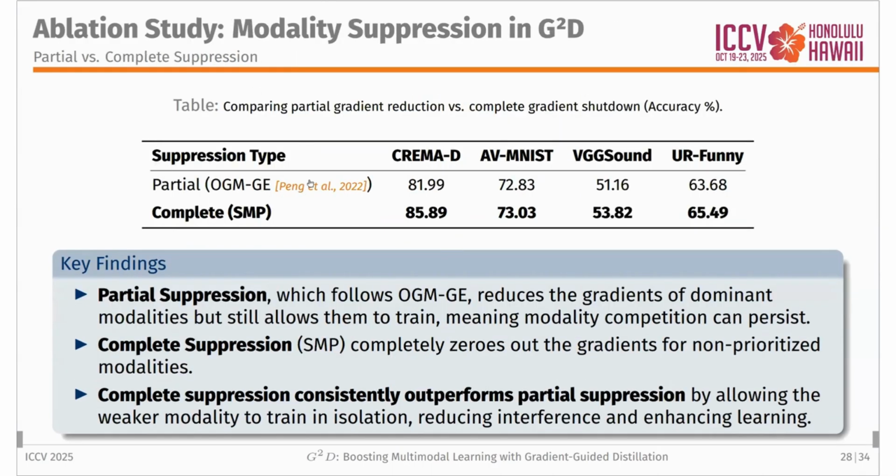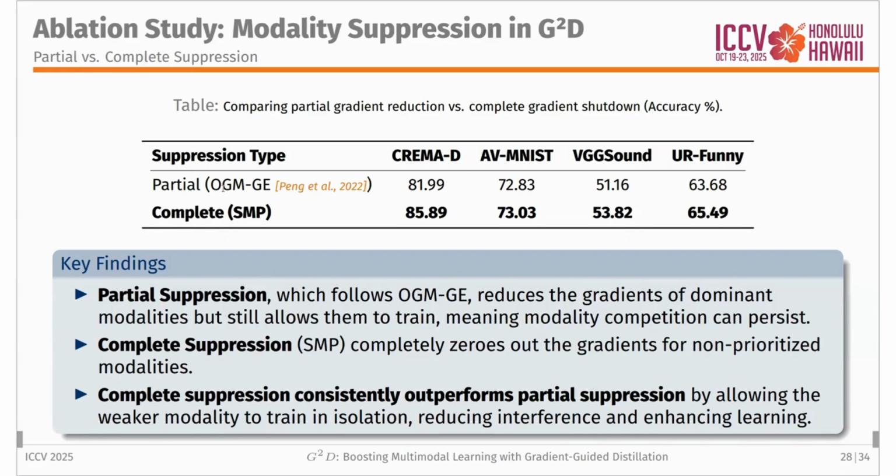We also do an ablation on modality suppression. So in our case for SMP, by complete suppression, we mean that we either make the gradients 0 or 1. When a modality is prioritized, its gradients are allowed as they are. The gradient modulation coefficient is 1, and all other modalities are completely zeroed out. The gradient modulation coefficient is 0. That is what we call complete suppression.